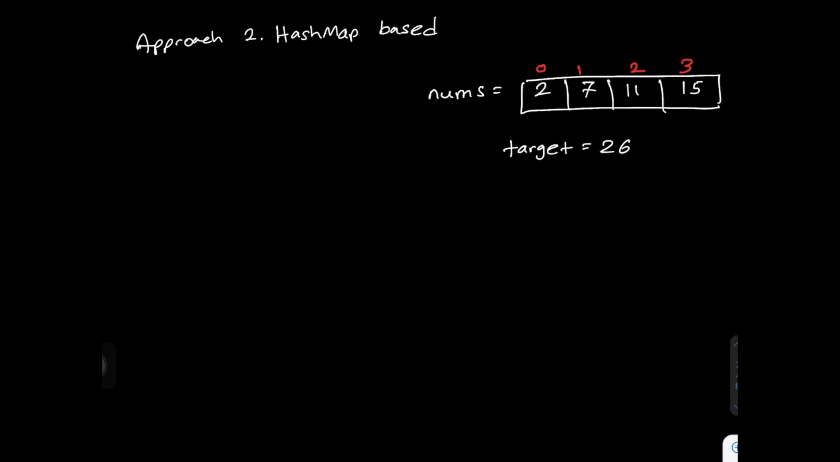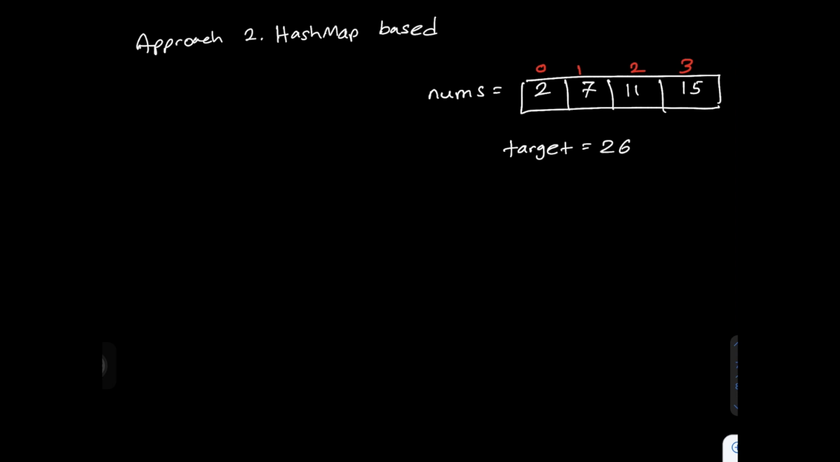Okay, so now we will be discussing the second approach, which is the hash map based approach, and it is more efficient in terms of time complexity. So the way that it would work is, let's say we have the same nums array that we were discussing previously, 2, 7, 11, and 15, and our target is 26.